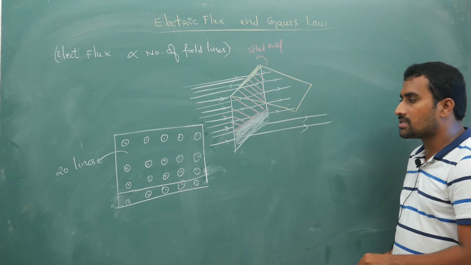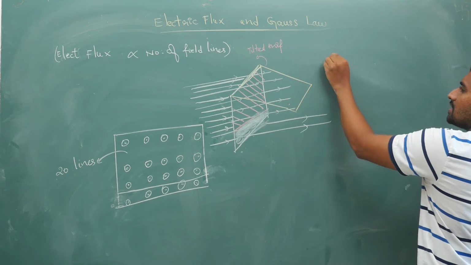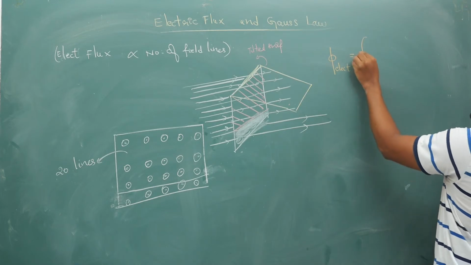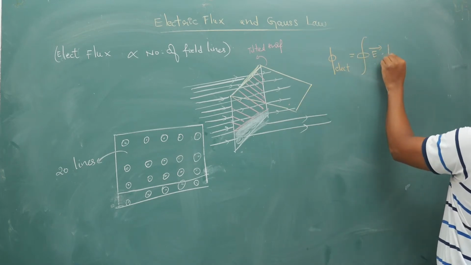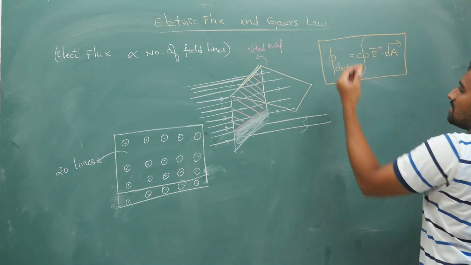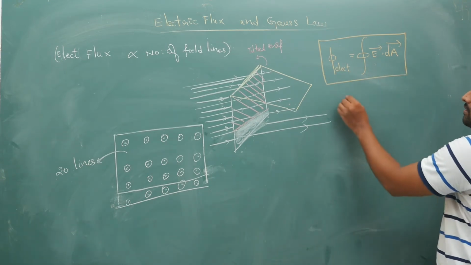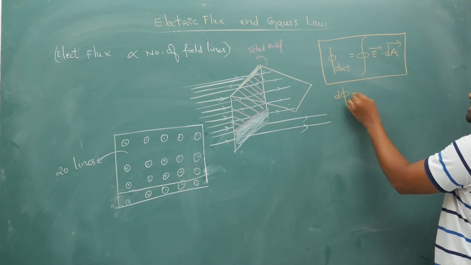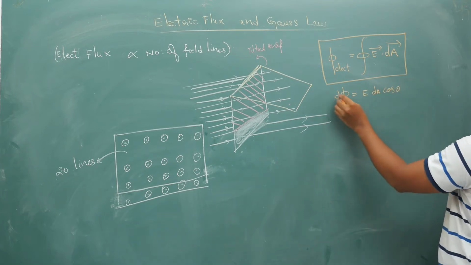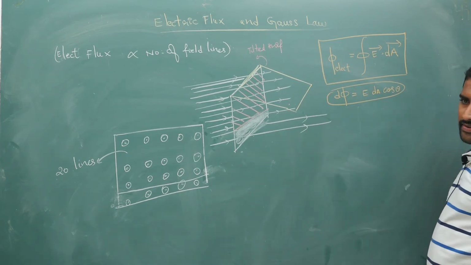Your electric flux definition is, phi electric is equal to the closed integral of E bar dot dA bar for closed surfaces. So what is your flux? It is the integral of electric field into area. Your small flux d phi is E times small area dA into cos theta. D phi is E dA cos theta. It is the dot product of electric field and area vector.